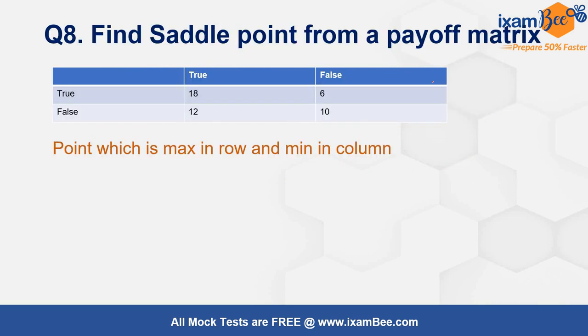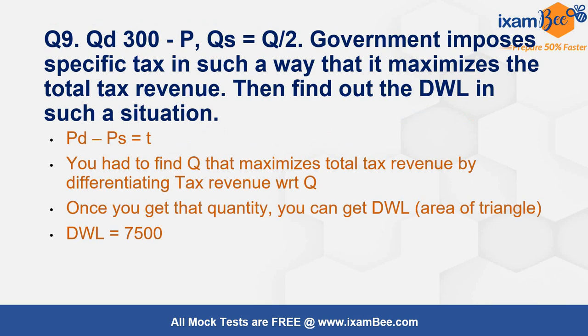Next question was on saddle point of payoff matrix. So saddle point is given by maximum in the row and minimum in the column. So maximum here is 18 and 12, and minimum would be 12 and 6. So this 12 being the common point, this is the saddle point in the payoff matrix.